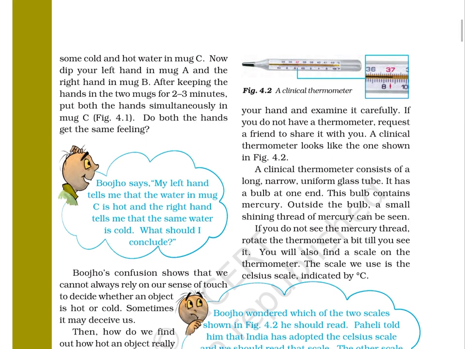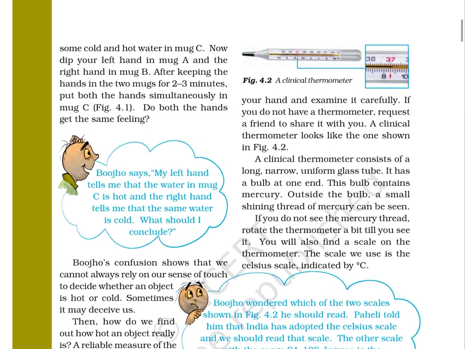Page 36. Mix some cold and hot water in container C. Now, dip your left hand in container A and the right hand in container B. After keeping the hands in the two containers for 2 to 3 minutes, put both the hands simultaneously in container C. You can observe this in figure 4.1. Do both the hands get the same feeling?